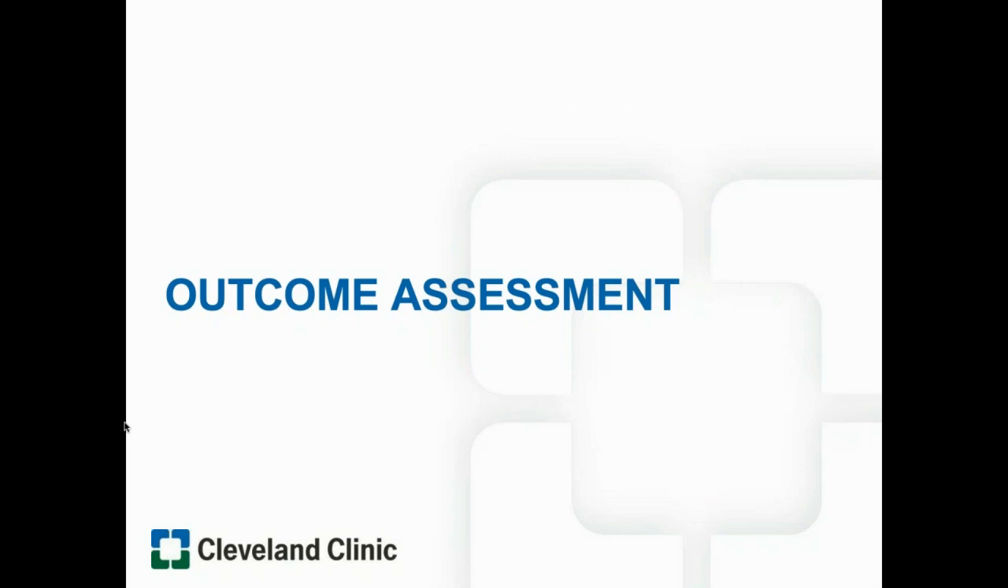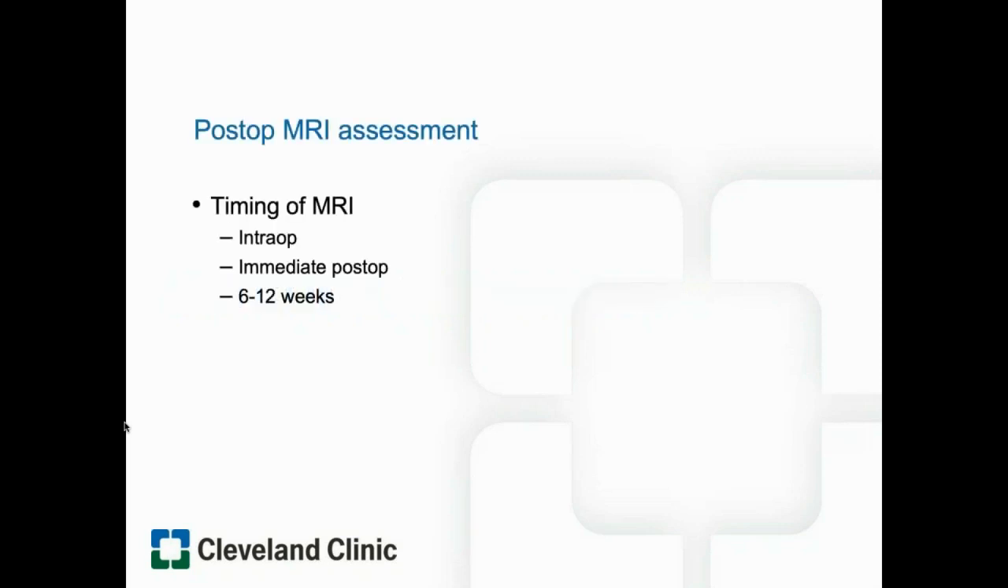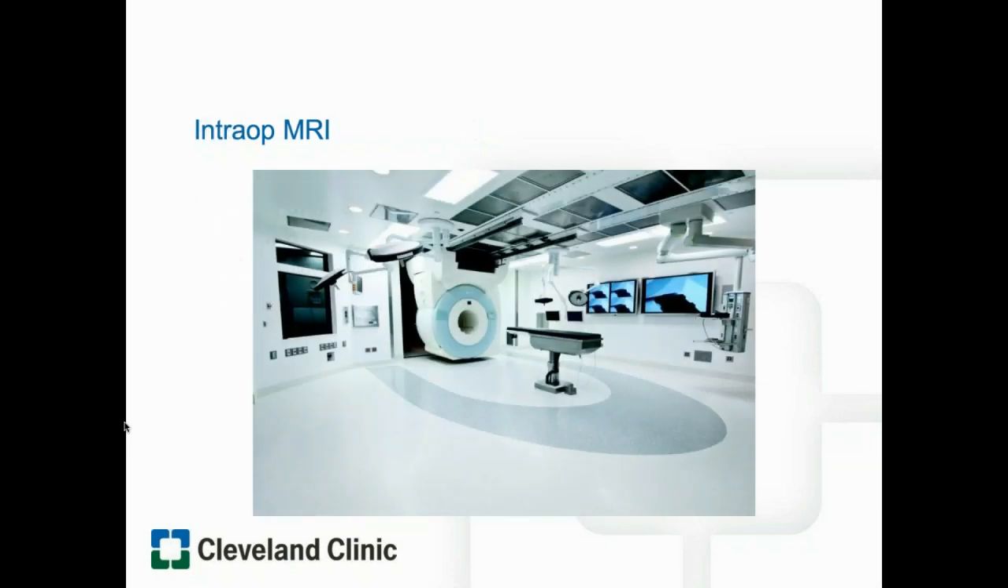How about outcome assessment? So we've done surgery now, and your surgeon and their team want to assess how everything is. First of all, getting an MRI to take a look at tumor removal. There are different variations in timing of that MRI, ranging from use of intraoperative MRI suites, getting the MRI immediately within a couple days of surgery, or delaying that MRI and getting it around 6 to 12 weeks after surgery.